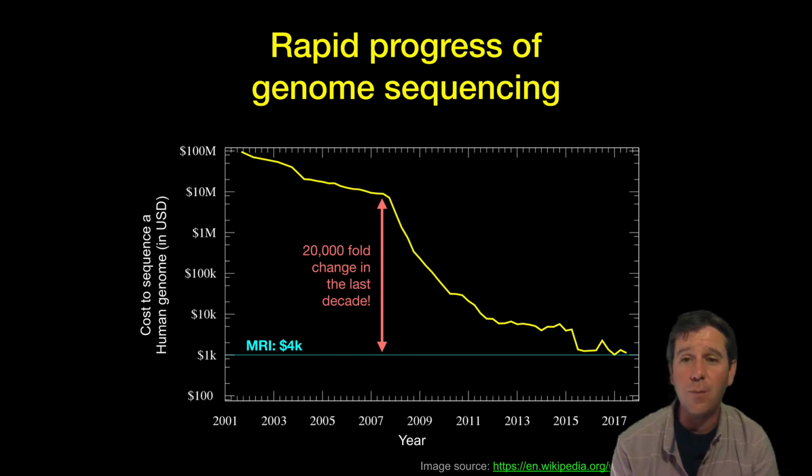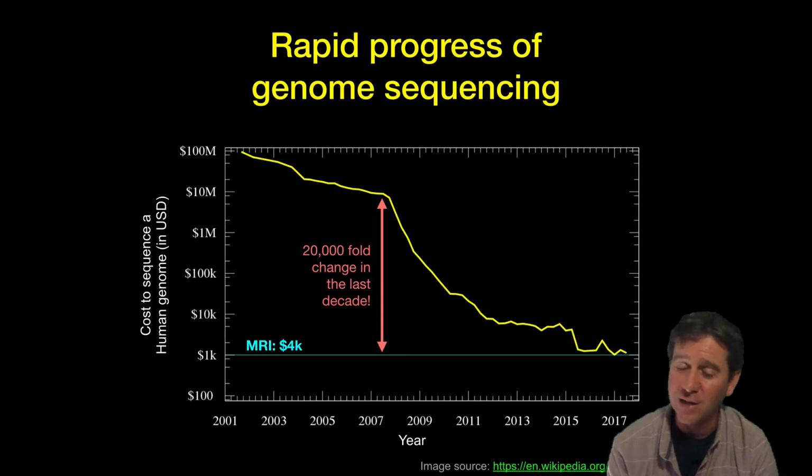This puts it in the ballpark of things like MRI. If you're lucky enough to go to a hospital and your physician orders an MRI, it's going to cost the insurance company or you or someone around $4,000 US. And a whole genome sequence is going to be around that, if not less, with current techniques and current technologies. So this opens up a huge new window on using genomics in biomedical sciences.